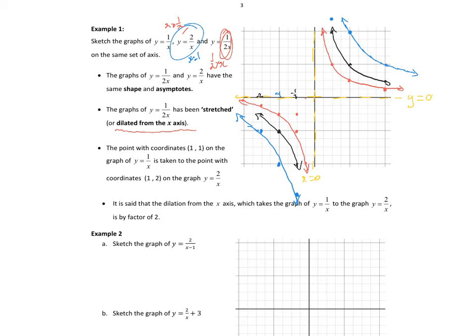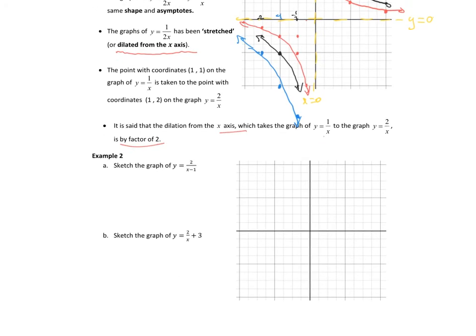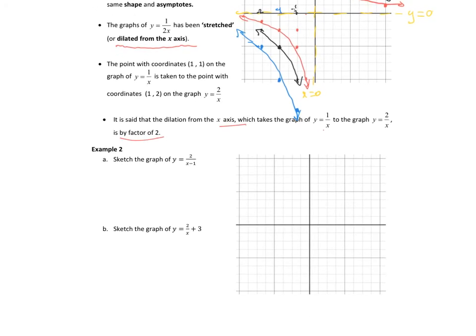So we see there, more formally, the dilation from the x-axis, which takes the graph of y equals 1 on x to y equals 2 on x, is dilated by a factor of 2, so it's twice as big. Let's have a look at some of our other standard graphs. Well, we've only got one graph. We'll try and draw it on the one axis. So let's do the first one.